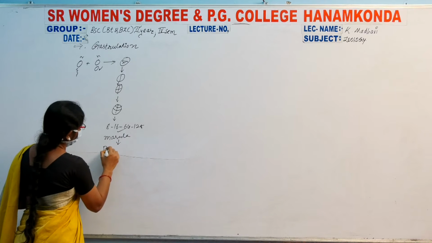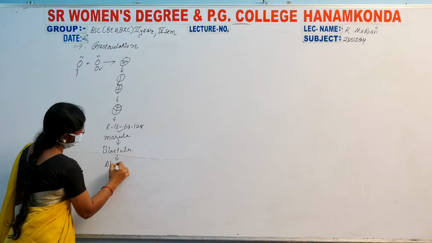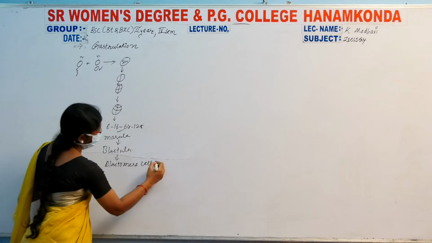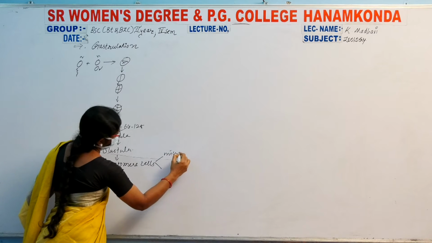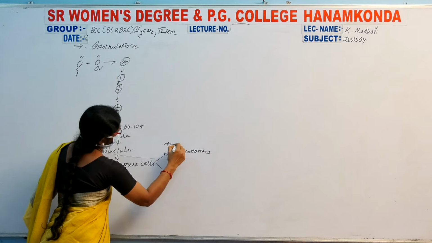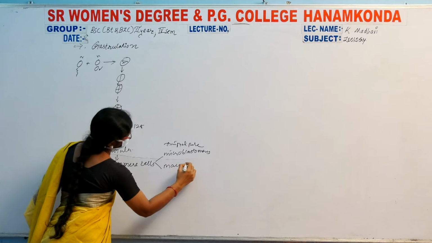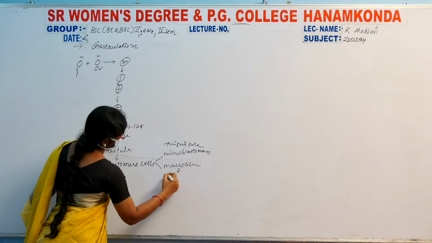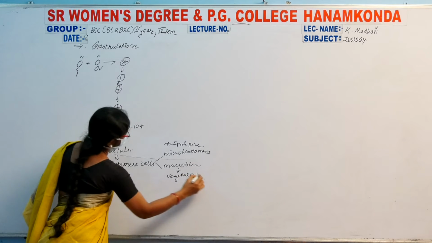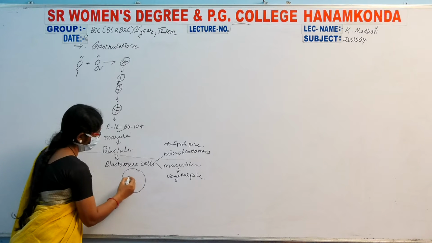Then the morula will become a blastula. Each blastula consists of blastomere cells. The blastomeres present at the animal pole are the micromeres, and the macroblastomeres are present at the vegetal pole. For example, this is a matured egg or a blastula.